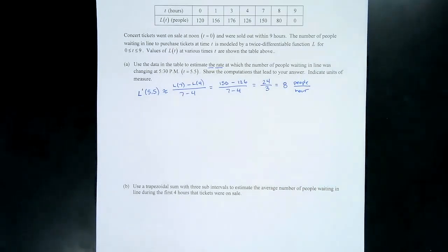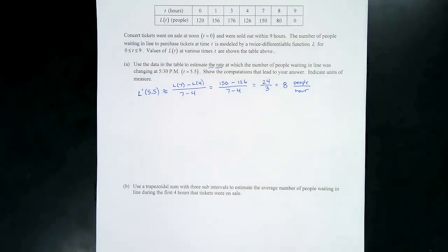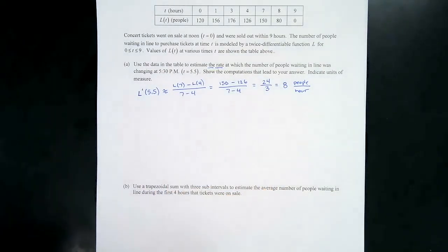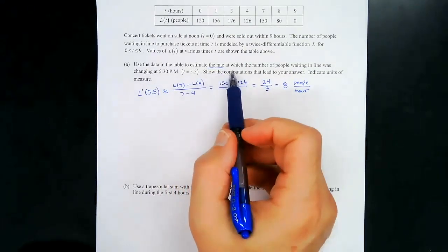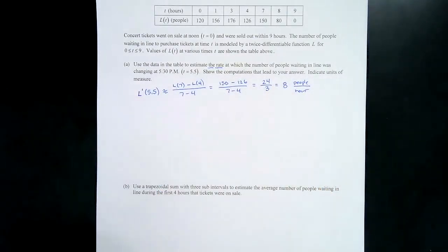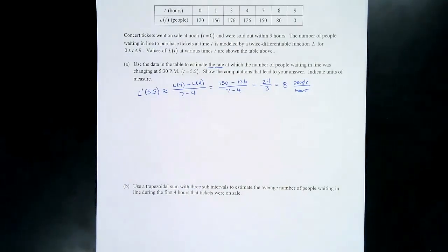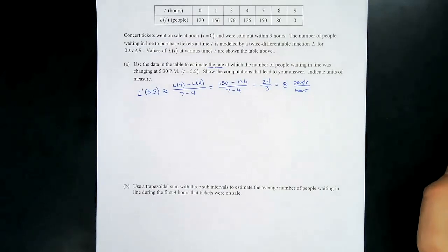And it's as easy as that. I mean, a lot of AP exam questions are very simple, straightforward like this. You just have to understand what they're asking. Not hard computation. You have to understand what they mean by estimate the rate at which the number of people waiting in line was changing. And that's a moment in time, so you should be thinking, oh, that's a derivative.